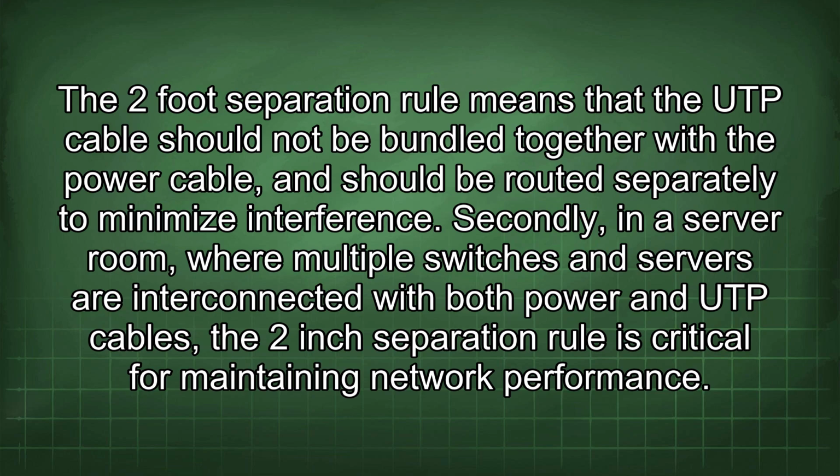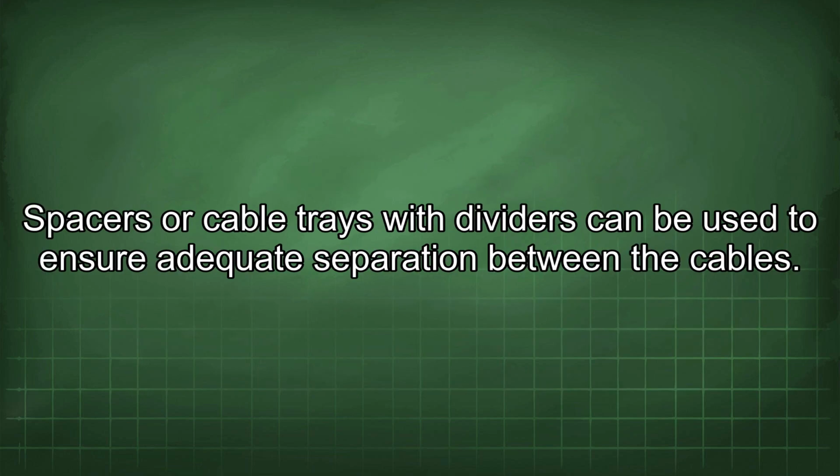Secondly, in a server room where multiple switches and servers are interconnected with both power and UTP cables, the 2-inch separation rule is critical for maintaining network performance. Spaces or cable trays with dividers can be used to ensure adequate separation between the cables.